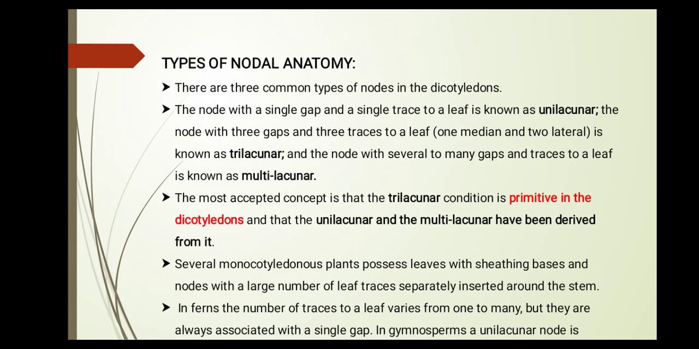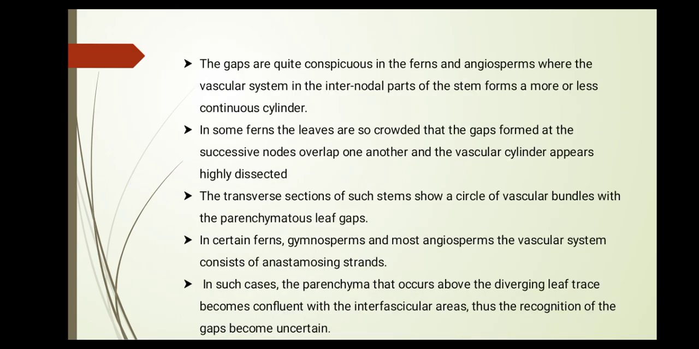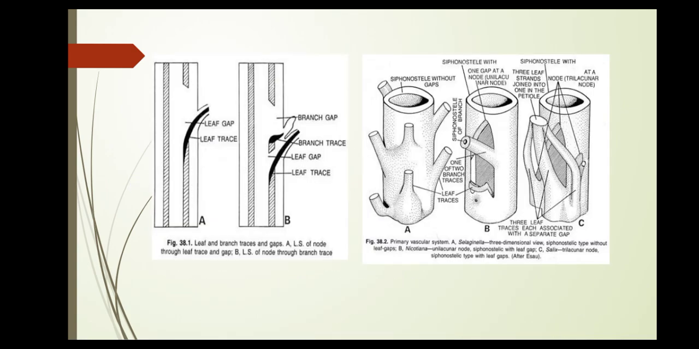And later, we can see what the types are. Three types we see in the picture earlier. I can show you the picture on the right side. It describes A, B, C, the three types: unilacunar, trilacunar, and multilacunar, and these are some of the leaf traces.